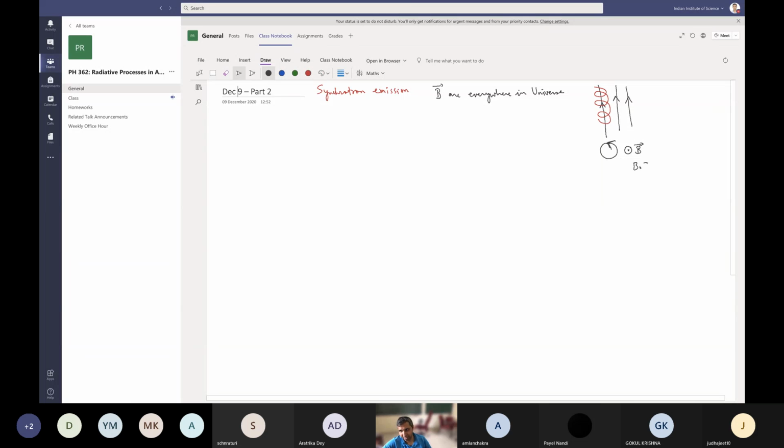B is in the Z direction. Q is minus E, the charge of an electron. V is in the phi direction. So this is your Lorentz force, Q V cross B. So phi cross Z is R hat. So this is a force which acts in the direction of minus R hat. So this is a centripetal force. This is a force which must act towards the center. Otherwise it will not be able to produce centripetal acceleration.